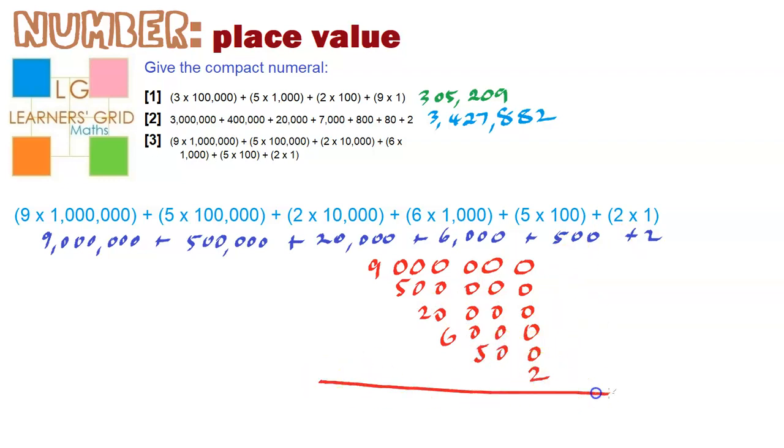And 2. Add them all up, and you get 9,526,502. And that's how it's done.